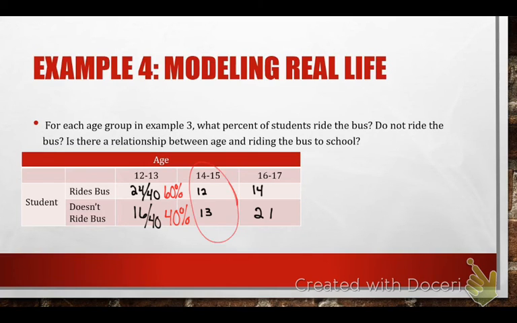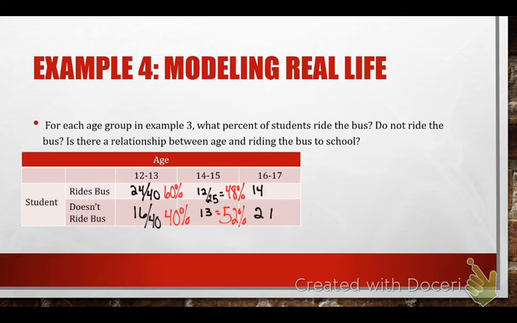Now, how many 14 to 15-year-olds were surveyed? 25. Only 25. So guess what I'm going to divide 12 by? 25. Yep. 12 divided by 25 is 0.48, which is 48%. Based on what I just said for the last category, can someone tell me what percentage did not ride in this age group? Josh? 52%. All right, you see what we're doing? We only have to calculate one of them.